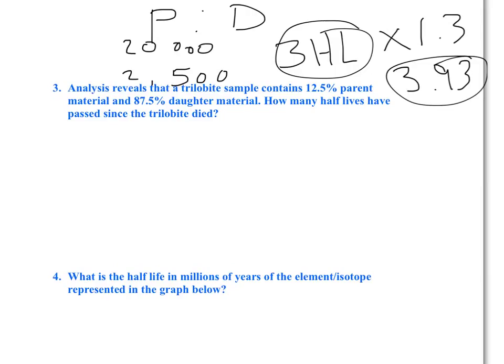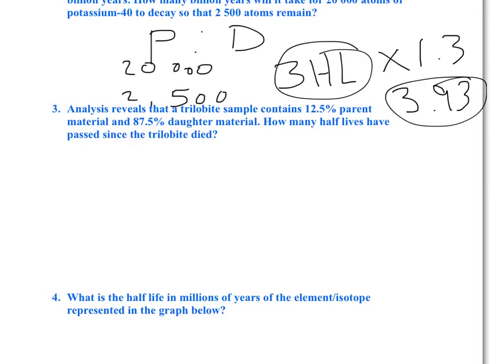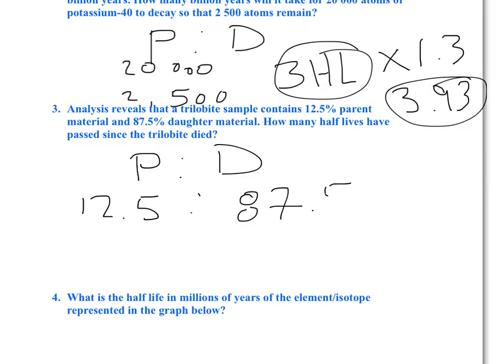Moving on to the third problem, it says analysis reveals that a trilobite sample contains 12.5% parent and 87.5% daughter. So that tells me that we need to set up a parent-to-daughter ratio, and in this particular case we have 12.5 to 87.5. In order to reduce a ratio, you divide both sides by the smallest number. So 12.5 divided by 12.5 is 1, and 87.5 divided by 12.5 is 7.